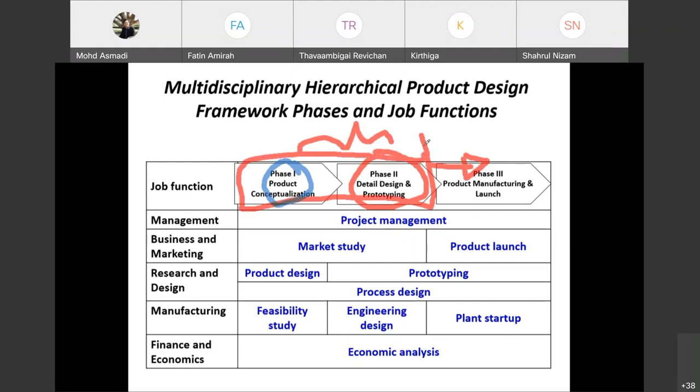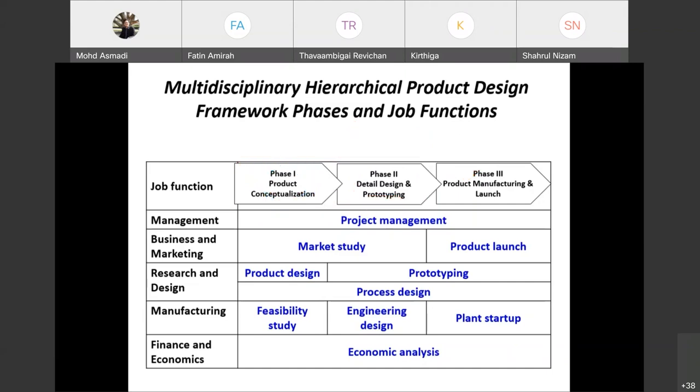Like with a vaccine, right? Of course there is prototyping or testing here in phase two before we launch. So within 1 year we can get the vaccine for COVID-19. So yeah, three phases: phase one, phase two, phase three.